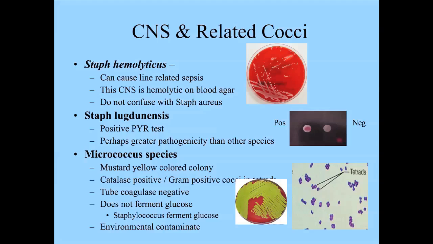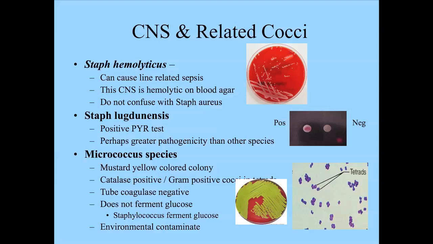The next important coag-negative staph is Staph lugdunensis. It is positive in the PYR test and will turn pink as it is pictured in this test. It will turn pink on the PYR disc. Staph lugdunensis is thought to be important because it is perhaps more pathogenic than your other coag-negative staph.